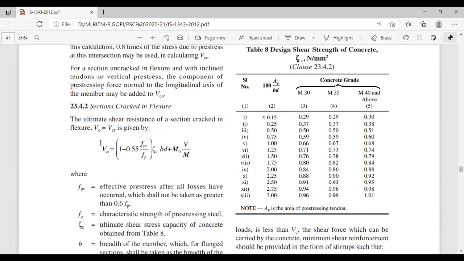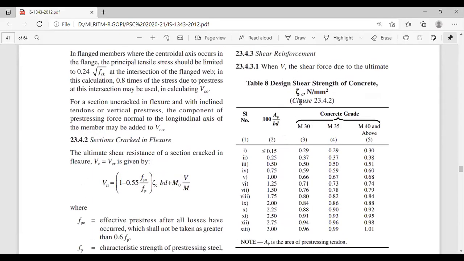Okay, so Vc equal to Vcr. Vcr is equal to, we have one formula, that is (1 − 0.55 fpe/fp) τc, students, this is tau. Tau c we can take from this table, design shear strength or shear stress.